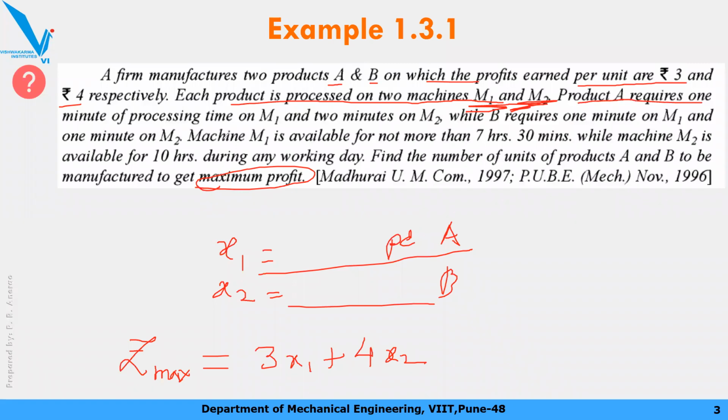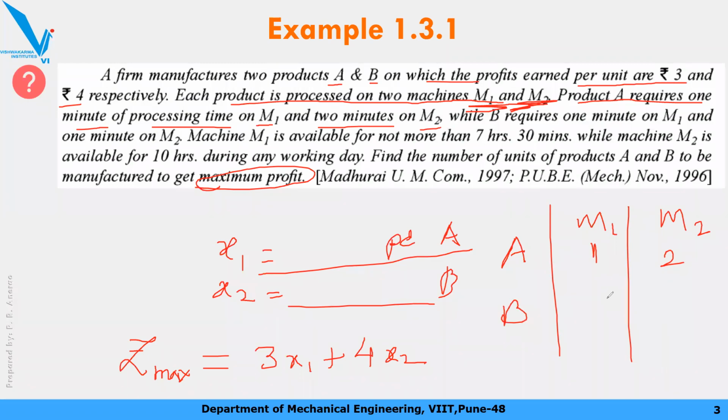Product A requires 1 minute of processing time on machine 1 and 2 minutes on M2. So M1 and M2, these are your resources. So A product requires 1 minute on machine 1 and 2 minutes on machine 2, while B requires 1 minute on machine 1 and 1 minute on machine 2. Okay, so you got this table for the constraints.